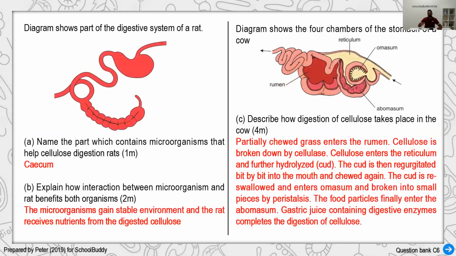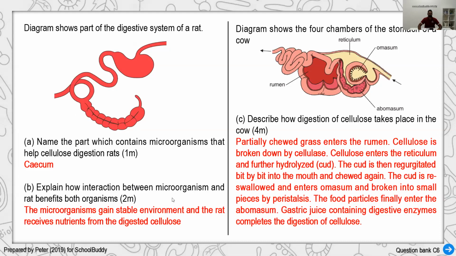So this is another question on the rat, which is the rodent. Okay, this is the structure of a rat. It looks similar to a human, but in this case it is simpler. So we have a few structures like the stomach here, and we also have the caecum here. Name the part that contains microorganisms for cellulose, because the rat also eats grass. So in this case, the caecum is where the cellulose is digested.